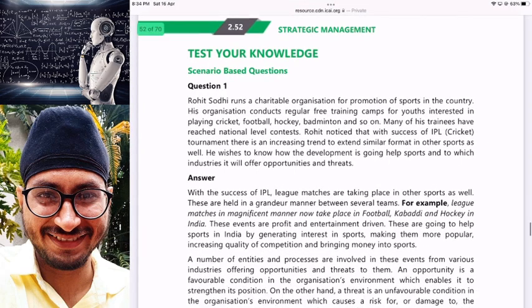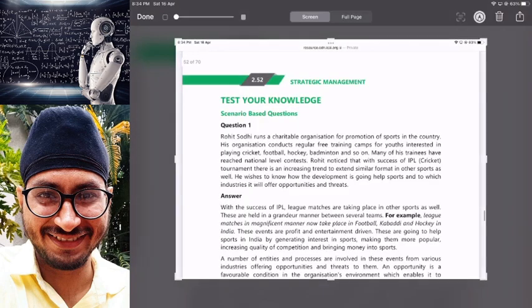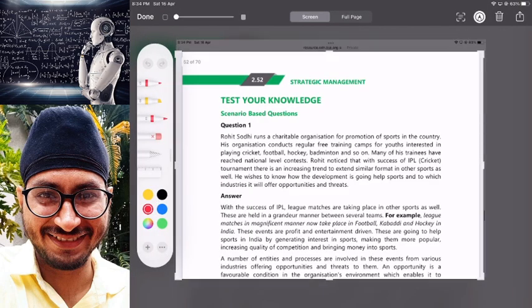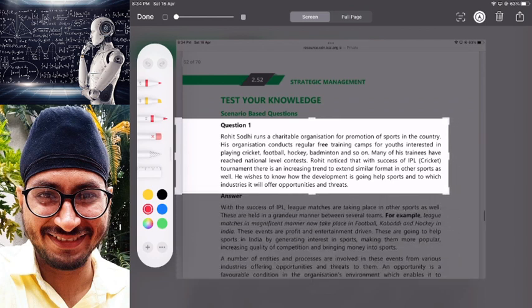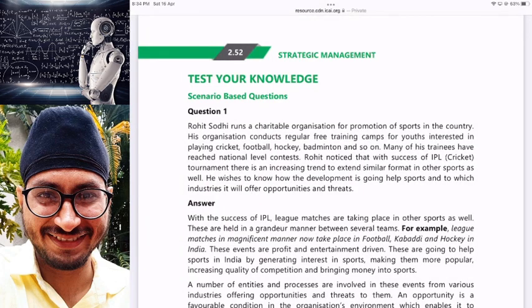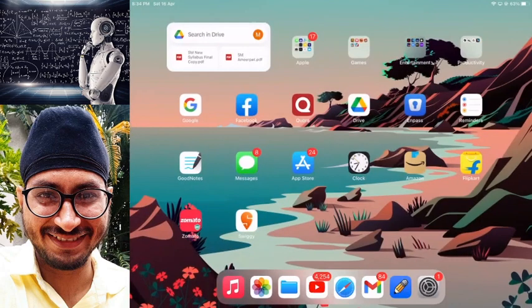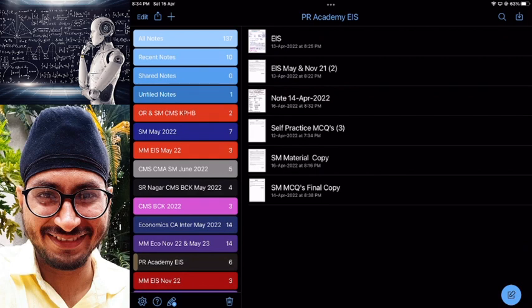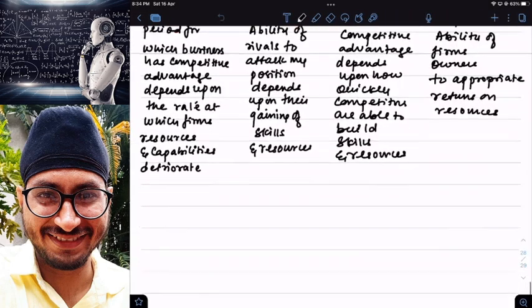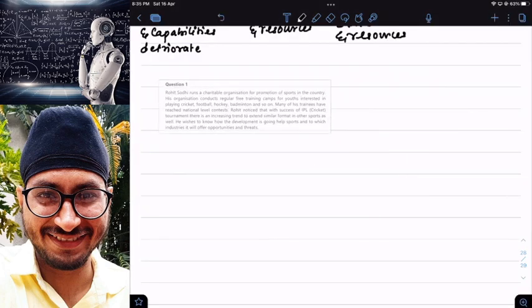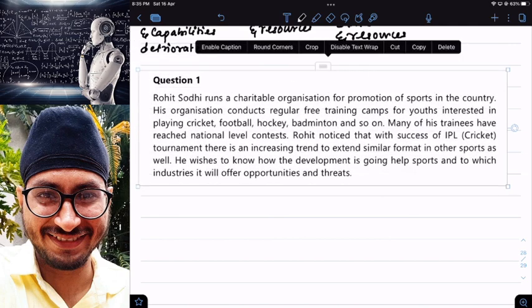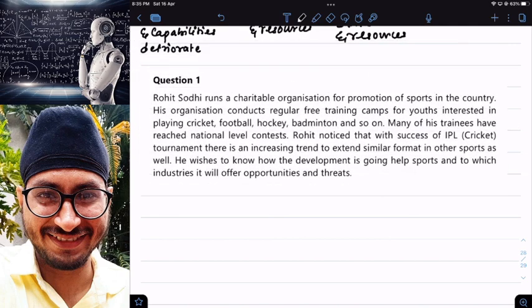So Rohit Sodi is having a charitable organization, clear? And he is promoting sports. Just like IPL, which is for cricket, he wants to start a tournament like IPL for other sports as well. Like kabaddi is there, then badminton is there, hockey is there, etc. Now he is asking you, assume that he wants to bring that concept to other sports, then which industries are going to have opportunities, which industries are going to have threats?